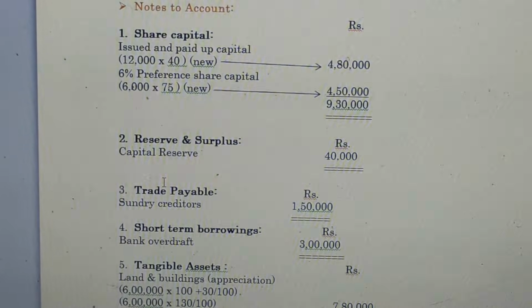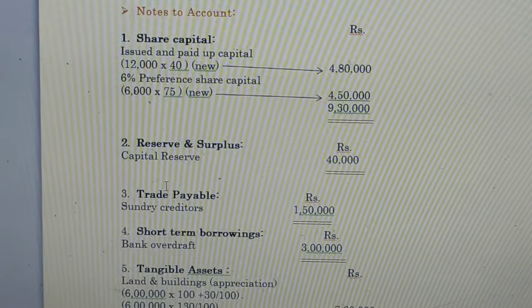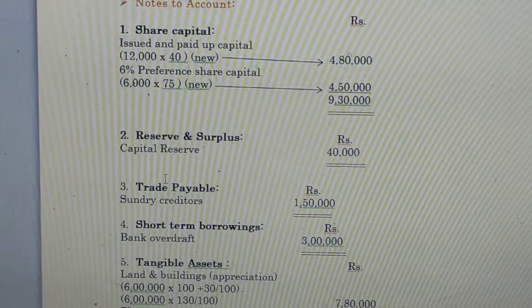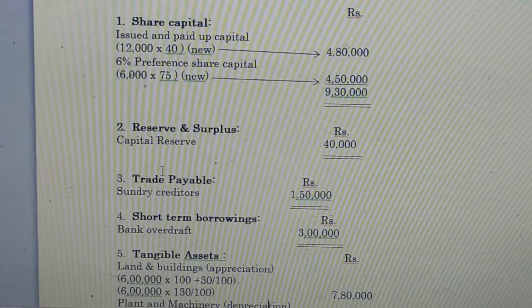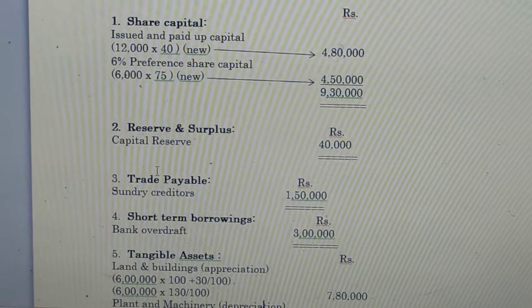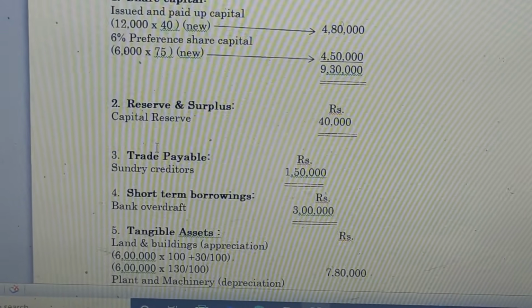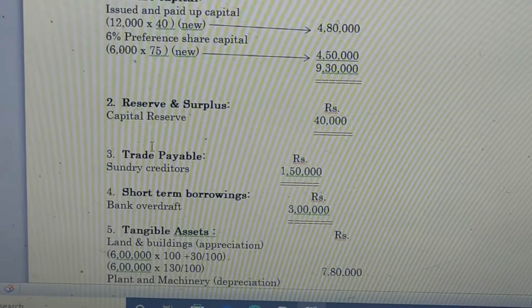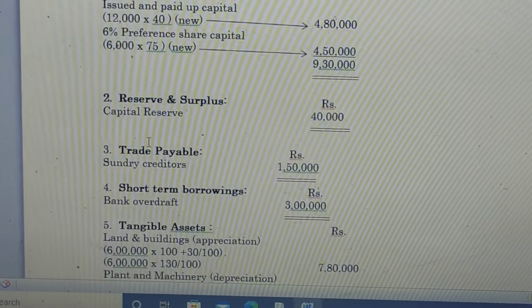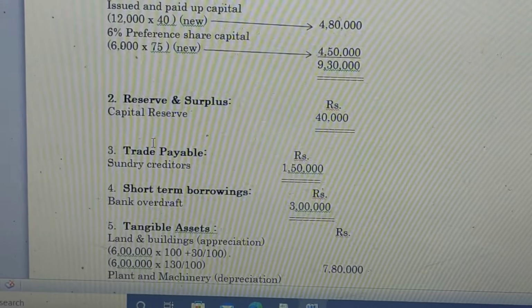And the second note number is reserve and surplus. Under the reserve and surplus, we have to mention the capital reserve, which we have already found. The amount is rupees 40,000. And the note number 3 is trade payable. Under the trade payable, we have to mention the sundry creditors. The value is rupees 1,50,000, which is from the costing.